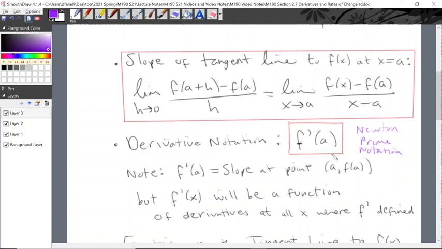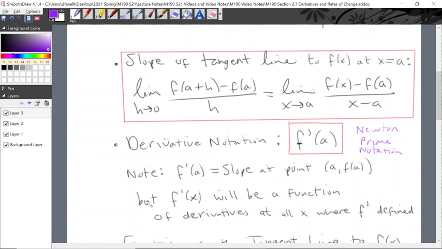Our interpretation of it is, this is going to be the slope of the function at that fixed point, in the sense of the limit. The closer we get to that fixed point, the closer the slopes of the secant lines are to getting to the slope of the tangent line at that fixed point. So this quantity f prime of a is a number. It is always going to equal a number, and that number is the slope of the function at that point.